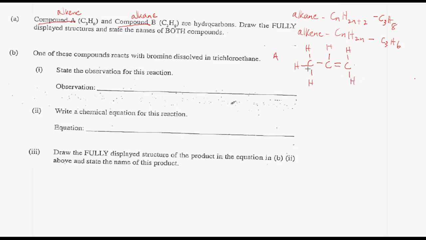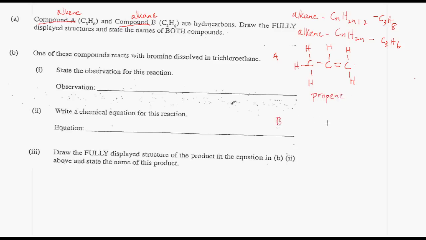Now, you need to be very careful when drawing displayed structures. You need to remember that around each carbon atom there are 4 bonds. So we have 1, 2, 3, 4. For this carbon we have 1, 2, 3, 4. And for this carbon we have 1, 2, 3, 4. And the name of this, we have 3 carbon atoms, so therefore this is called propene.